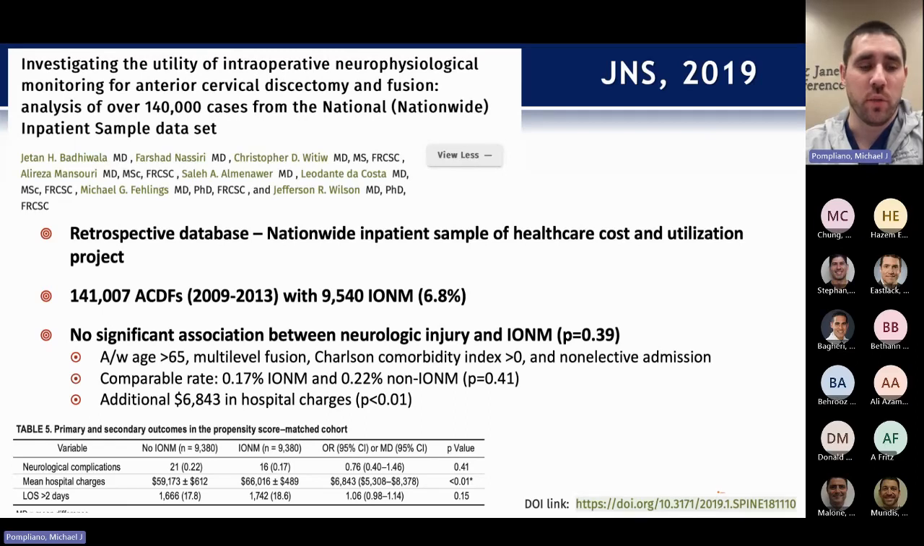They looked at 141,000 ACDFs from 2009 to 2013. Essentially, 9,500 of them used intraoperative monitoring, so about 6.8%. I thought it was used a lot more than that, and some of the other studies support that as well. So I'm not sure how much to weight this, but there's no significant association between neurologic injury and intraoperative monitoring, although the deficits postoperatively were associated with age greater than 65, a multi-level fusion, elevated comorbidity index, and non-elective admission, so meaning trauma etiologies most likely.